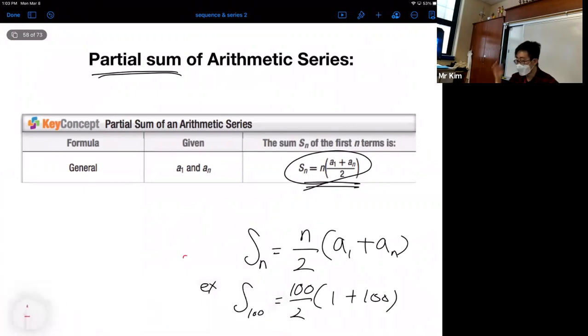So in any case, you need 3 components. You need n, the number of numbers, the first term, and the last term. By having those 3 components, those 3 ingredients, you can solve for any series that you want, as long as it's arithmetic. Yes, Ronit?